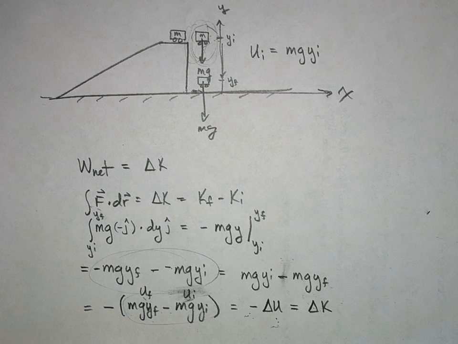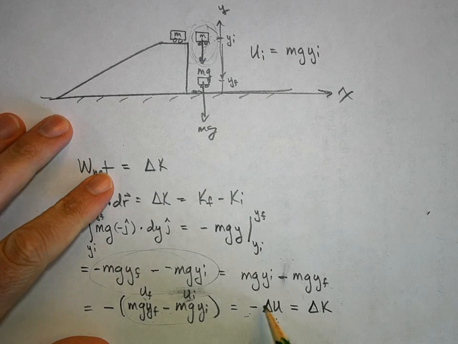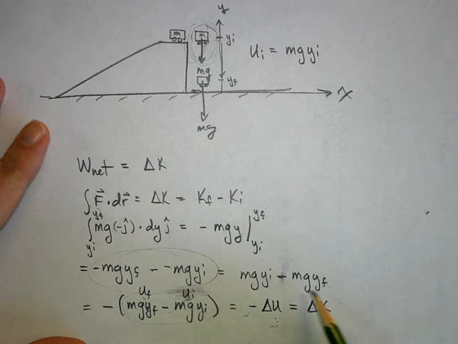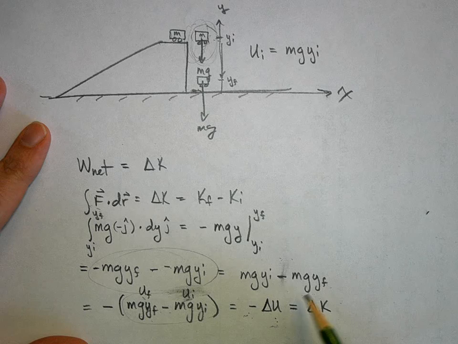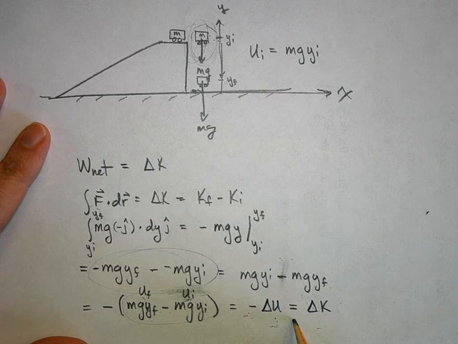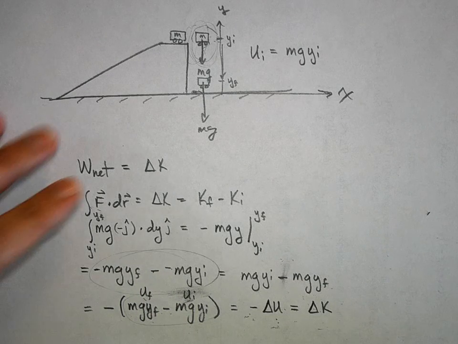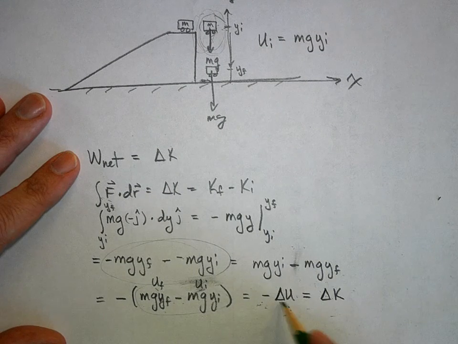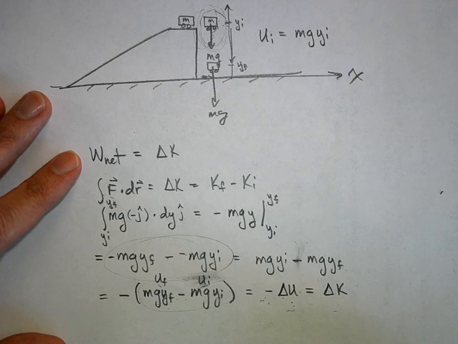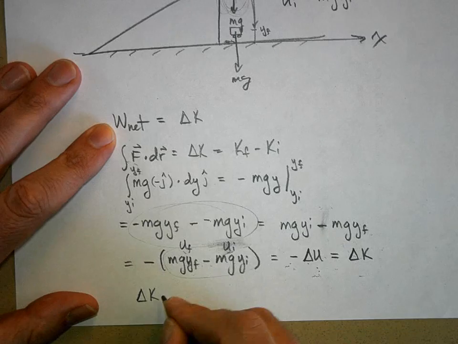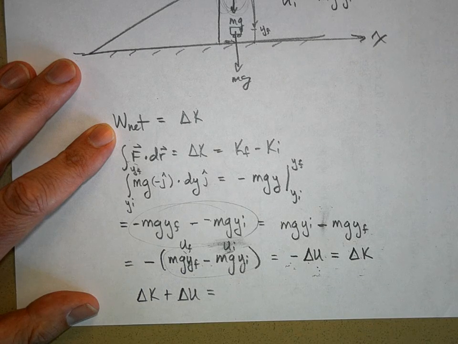Now, I want you to really focus right now. This is a really important idea, and it's really quite simple, if you can get it. When I drop an object, it gains kinetic energy. But the amount of kinetic energy it gains is equal to the amount of potential energy it loses. Does that make sense? Because the energy has to come from somewhere. Now watch this. I'm going to add delta U to both sides, and when I do that, I get delta K plus delta U equals what? 0.